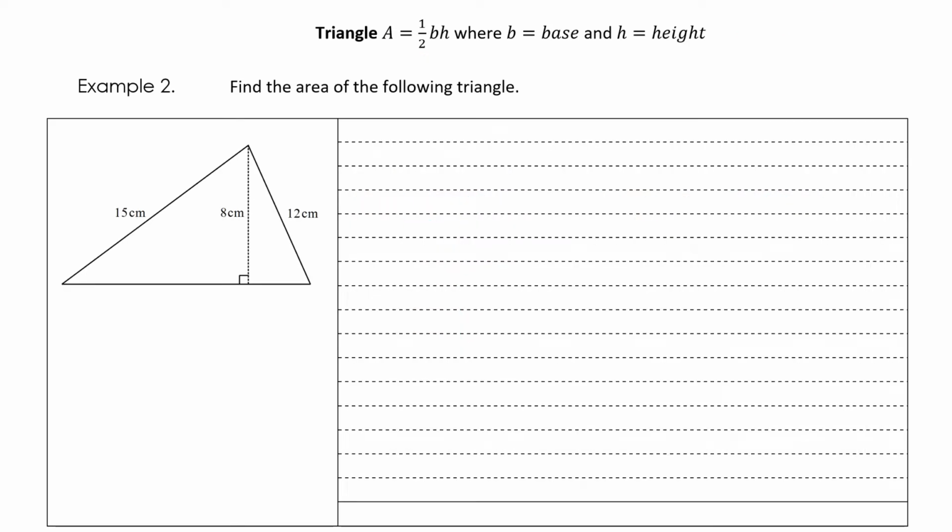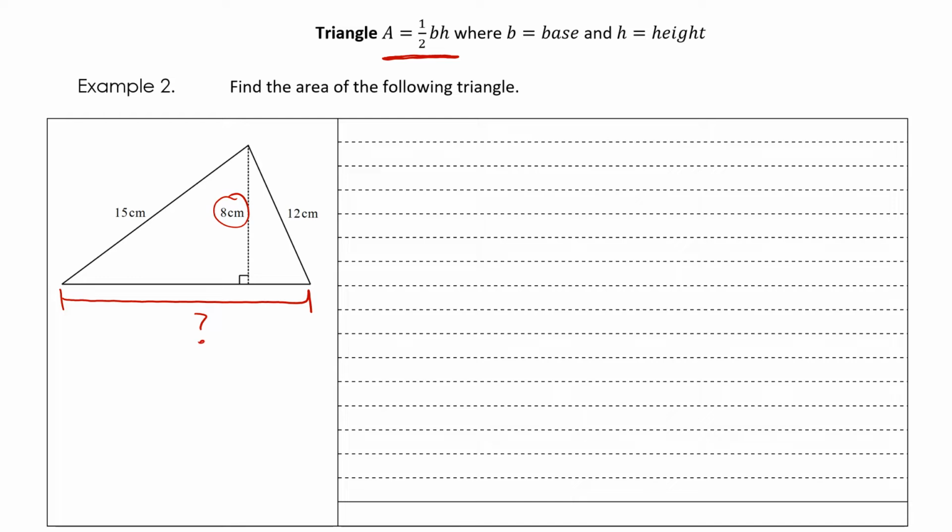Find the area of the following triangle. Now this one's pretty straightforward, except we are missing a value, because to find the area of a triangle, we use this formula here. Area equals half base height. So we have the height. The height is 8. We don't have the base. The base is missing. How are we going to find it?